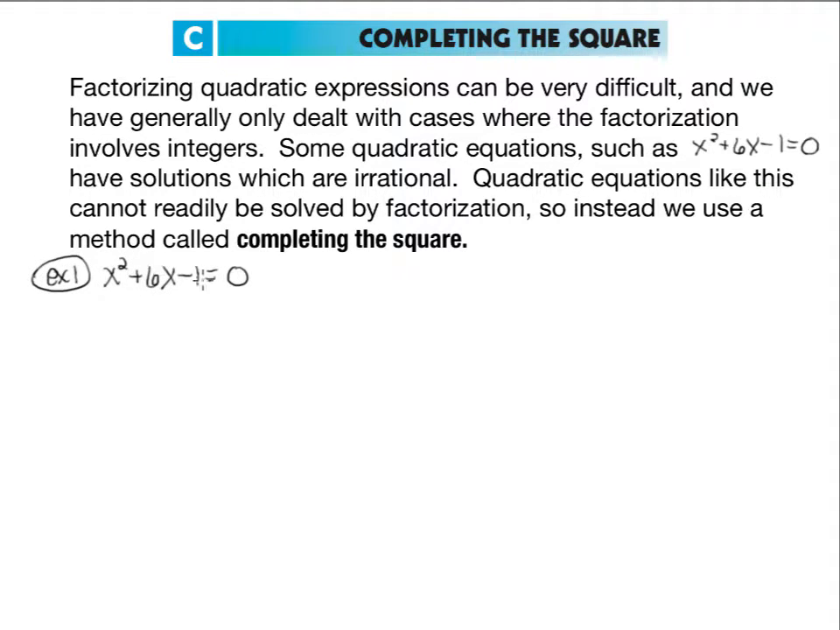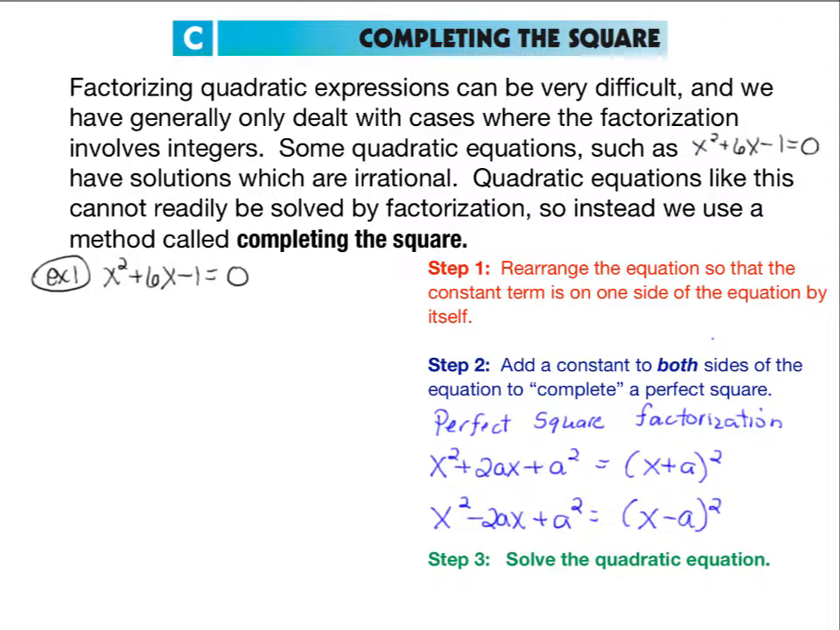So one of the ways to solve this is using completing the square. There are 3 steps to solving any completing the square problem. Let's look at those steps now. Step 1, we need to rearrange the equation so that the constant term is on one side of the equation by itself. So all the terms that have an x need to be on one side and all the terms without an x on the other side. We're going to choose sides based on our x squared term because, again, we want our x squared term to be positive.